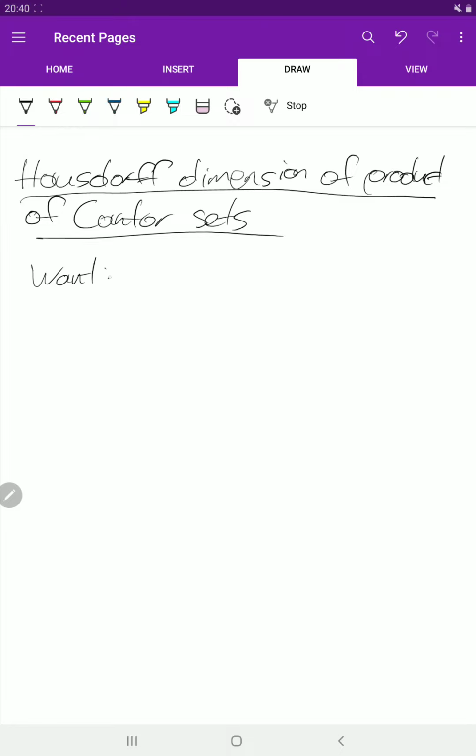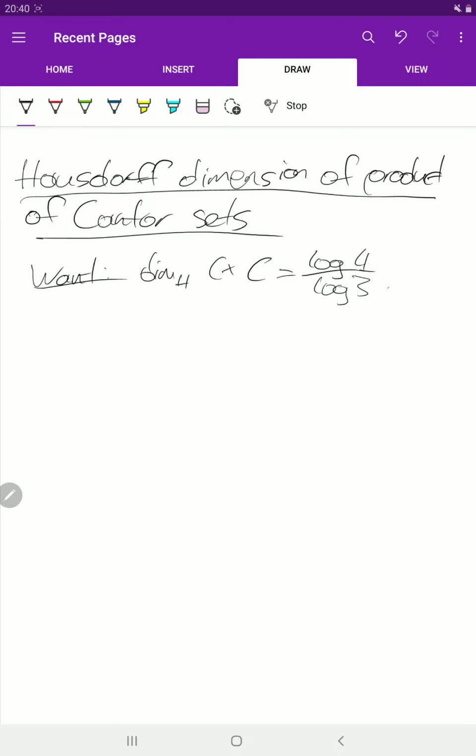that the dimension of the Cartesian product of two Cantor sets is equal to the logarithm of 4 divided by the logarithm of 3. We've shown that this is an upper bound, and next we show that it's a lower bound. So this is log 4 over log 3.